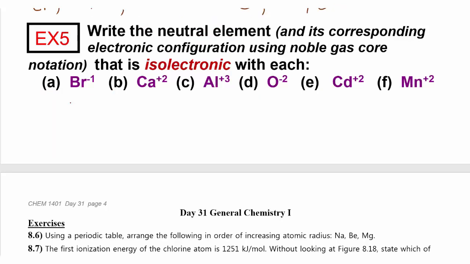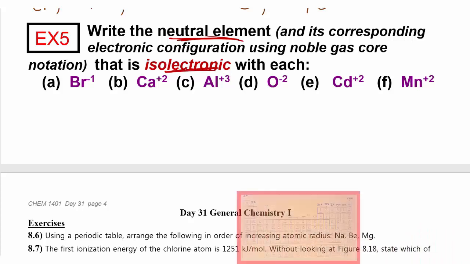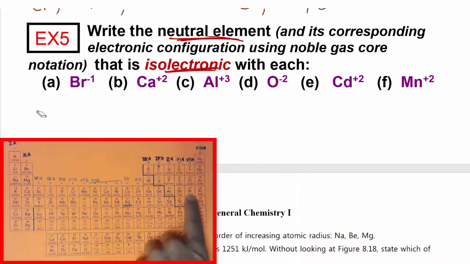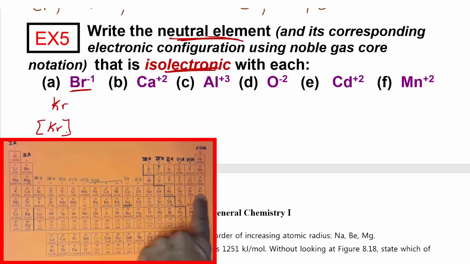Write the neutral element and its corresponding electron configuration using noble gas core notation that is isoelectronic with each. So what neutral element is isoelectronic with these guys? Bromide. Here's bromine. It has a negative 1 charge, so 1 extra, 36 electrons. That's krypton. And write the noble gas core notation for krypton. Well, I'll just put krypton in brackets.